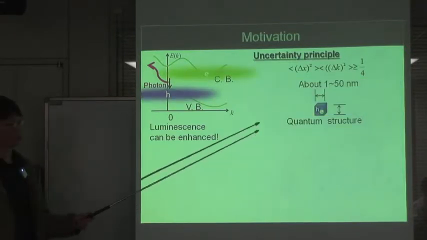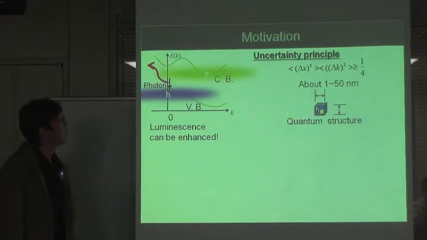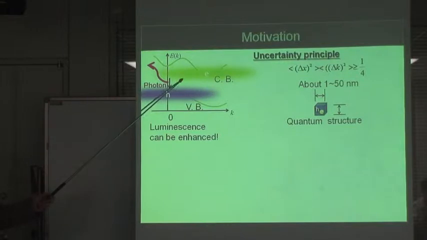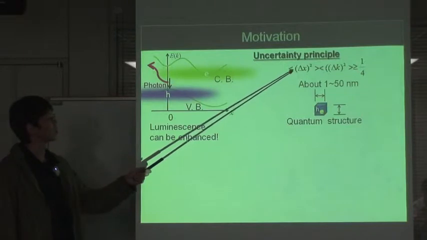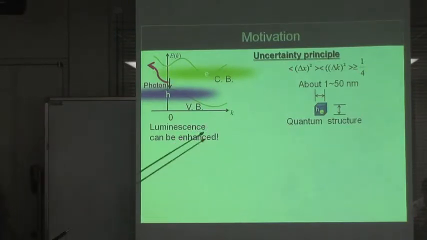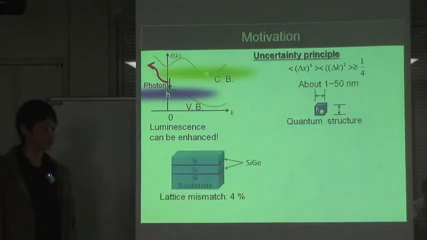However, when the electron and hole are localized in a quantum structure like this, the existence probability of the electron and the hole broadens due to the uncertainty principle. Therefore, this enables the electron and hole to combine without phonons. Therefore, the luminescence of silicon can be enhanced by making this kind of quantum structure.